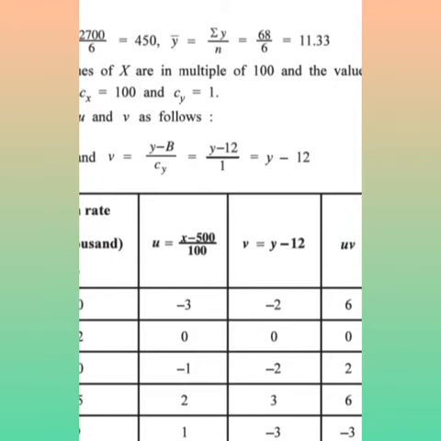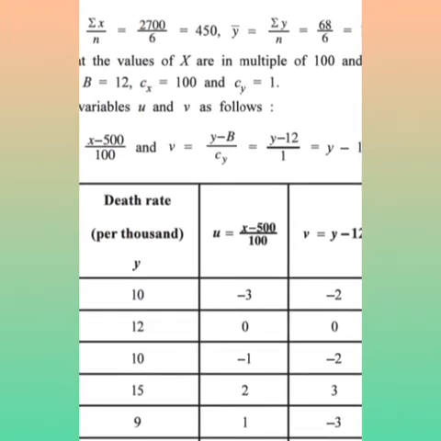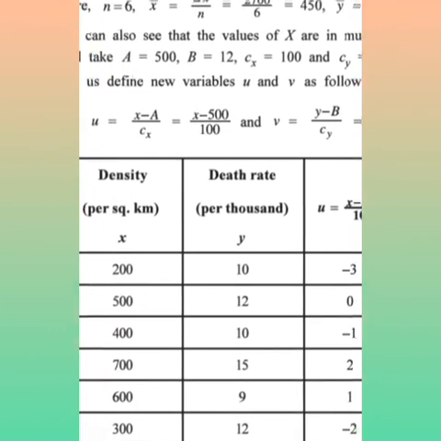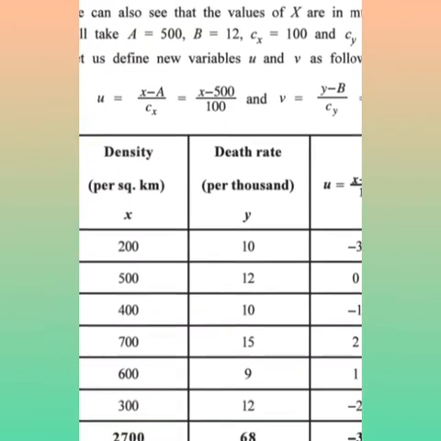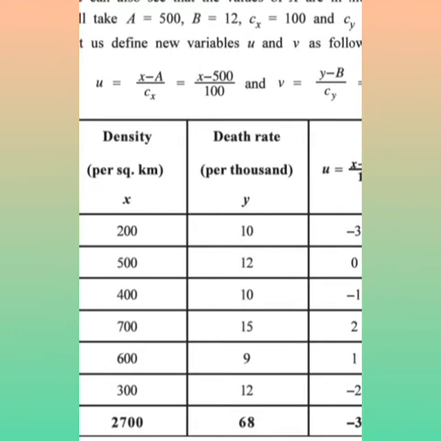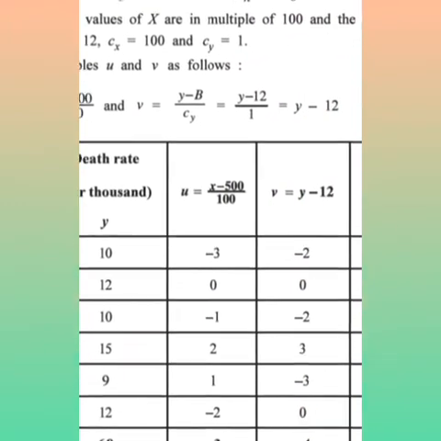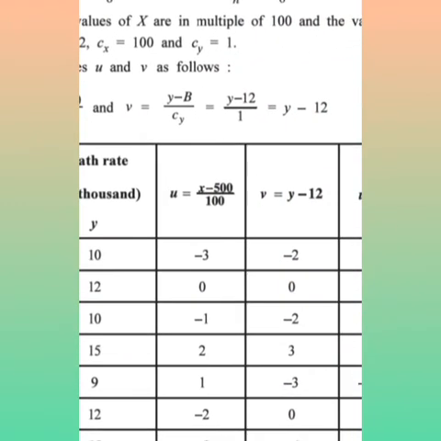The reason, children, is that if you see the y variable, that is the death rate, all the numbers there have no common factor in the given numbers. So you can't divide or multiply. That's why they have only deducted 12 from y. That is, they have only done a change of origin, but they have not done a change of scale. So that is how you find v, right?